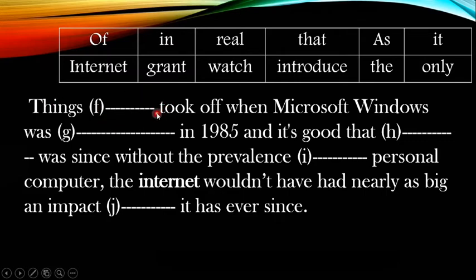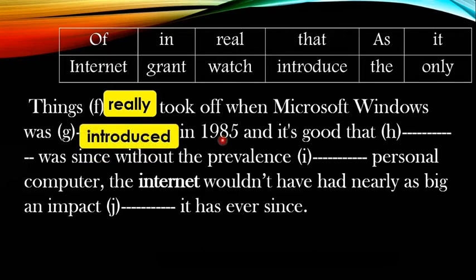Only we can find a modifier for this gap. So what could be the modifier that we have here? And I think real is the appropriate one. Things really took off. How did it take off? Really took off. So real has been changed into really in an adverb form. When Microsoft Windows was ___ in 1985, we all know Microsoft Windows was introduced or brought to access to common people in 1985. So our appropriate option is introduced in 1985.